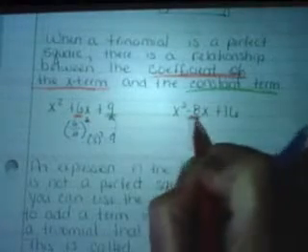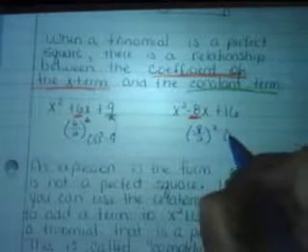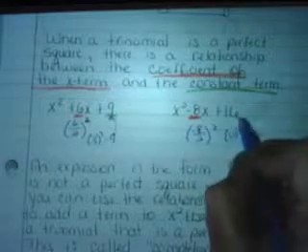Let's look at x squared minus 8x plus 16. Here's my coefficient before the x term. So I'm going to take that, divide it by 2, and then square it. Negative 8 divided by 2 is negative 4, squared. So we get 16, which again is our constant.